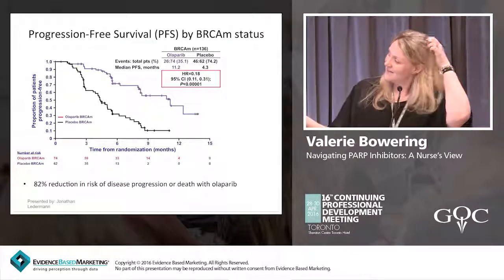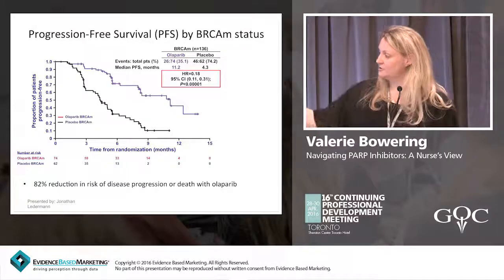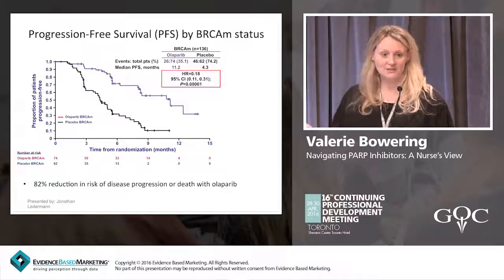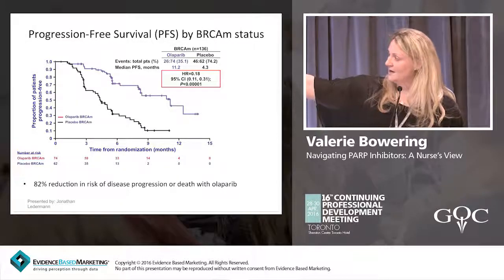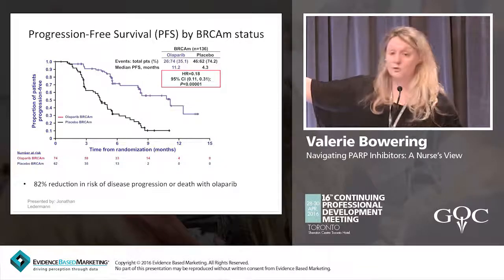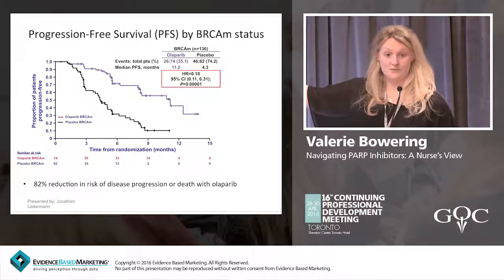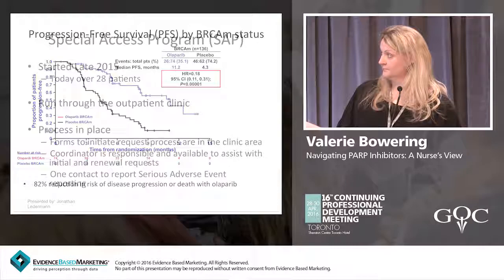Just because I am in clinical trials and we like graphs and all of that type of stuff, and I know one of the physicians said yesterday that if you put your thumbnail in between, there's a difference. So I do want to just point out that olaparib at the top there was 11.2 months progression-free survival versus the 4.3 on placebo. So it is pretty impressive when you look at the graph that way.